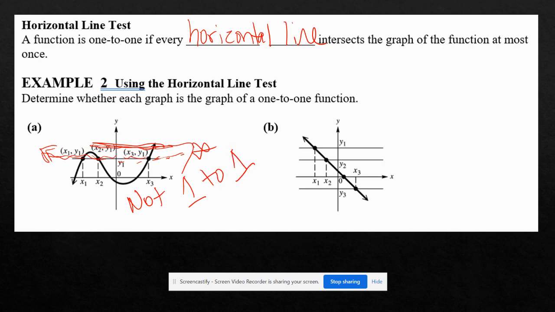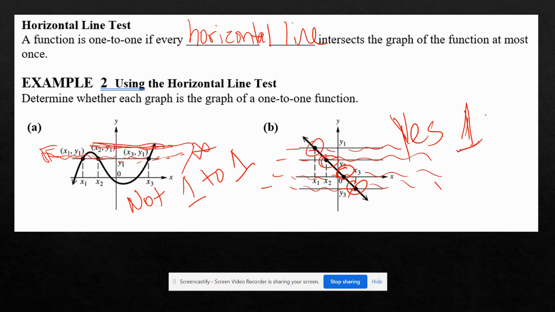and is not one-to-one. For letter B, we've drawn several horizontal lines just to double check everywhere we go that it's only touching that graphed line one time. And that is the case. See, it only touches it one time. And so, yes, this is one-to-one.